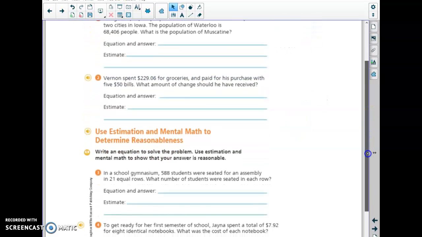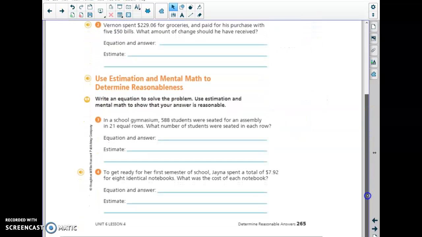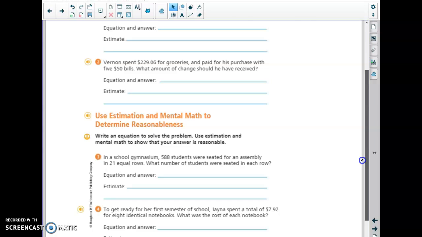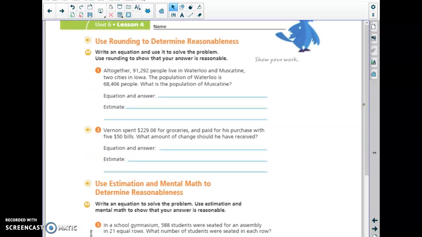All right, we're going to go into our textbook now. So if you don't have your textbook, just use a piece of paper and a pencil. It's Unit 6, Lesson 4. I believe it's page 265. And let's just try this number 1 problem, and then we'll drop down and try a different one. Number 1, altogether 91,292 people live in Waterloo and Muscatine, 2 cities in Iowa. The population of Waterloo is 68,406 people. What is the population of Muscatine?